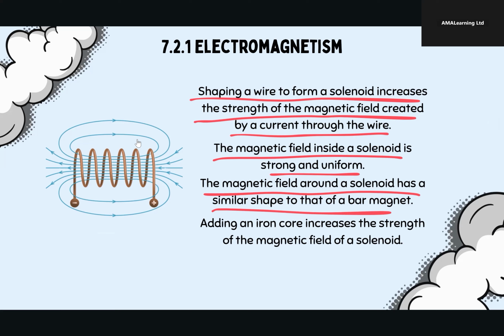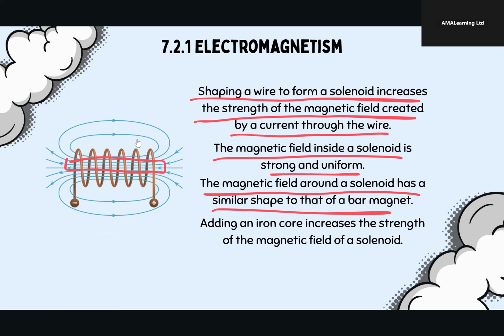So if you look at the way we just saw the bar magnet before, you can see here straight away that the magnetic field is similar to what you would get in a bar magnet. If you add an iron core in the middle of it, it increases the strength of the magnetic field of the solenoid.